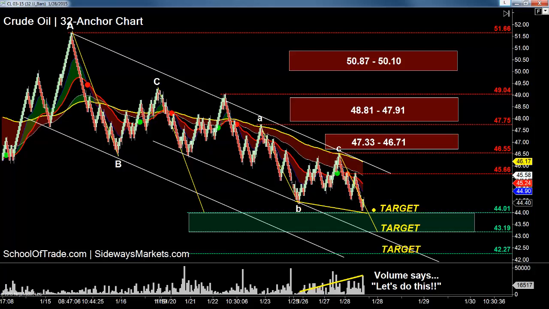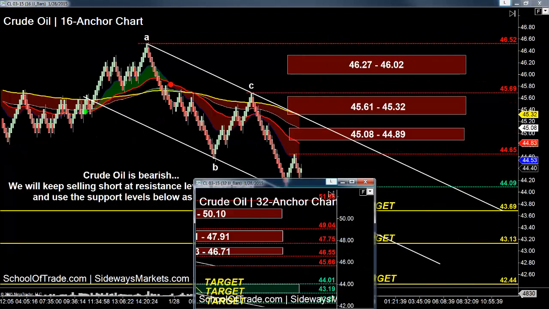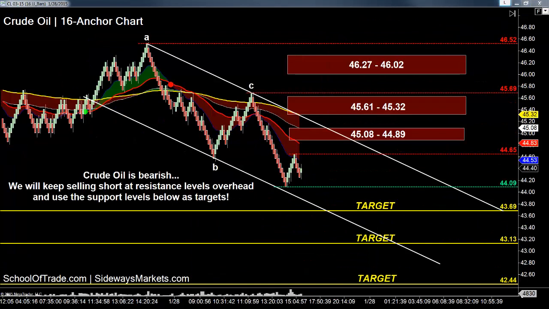If we go lower, though, I almost don't even want it to go lower because we're going to really run into, like I said, a lot of support down here. It's a little bit tough to justify selling short into $44 a barrel. Okay, so wait for it to bounce off those lows and then sell that sucker back down.